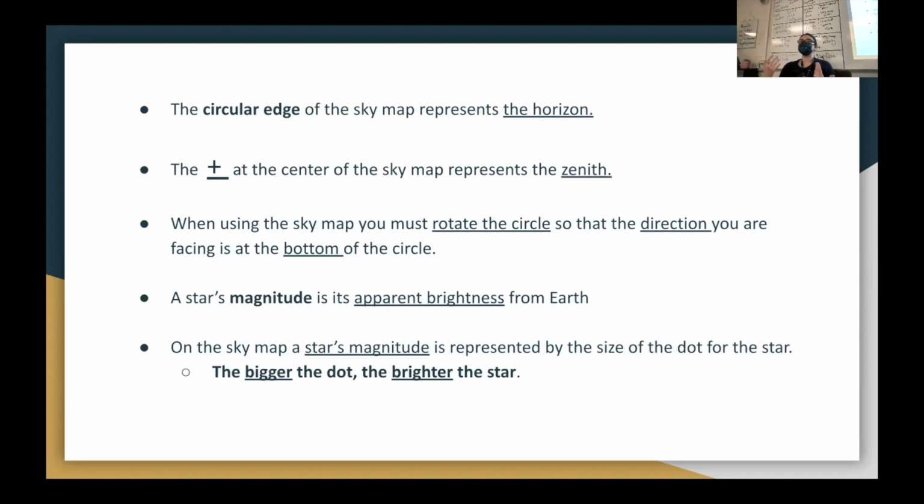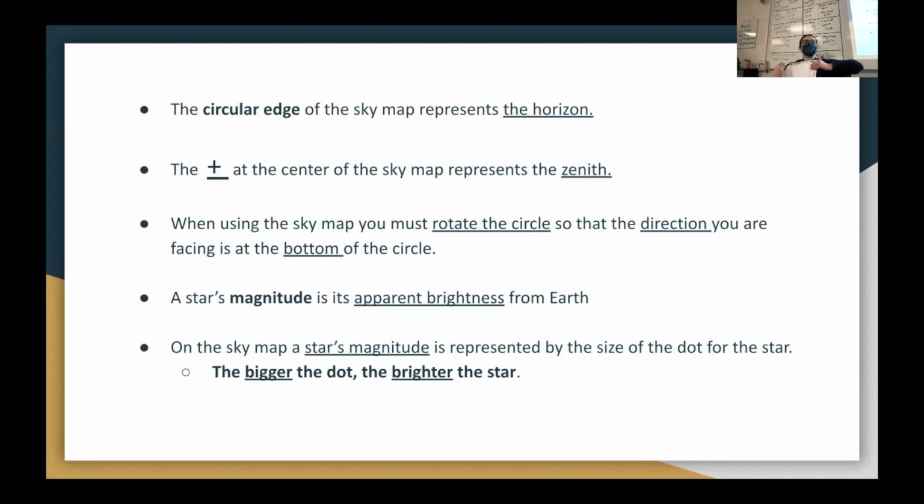This is really useful when you're trying to figure out what you can observe. For example, if you live in the city, there's a lot of light pollution around you that's going to wash out dimmer stars. However, even if you live in the city, you should still be able to see very, very bright stars. So when you go out looking for stars, you want to focus on the ones that have really big magnitudes. Those are the ones that you're going to be most easily able to find.